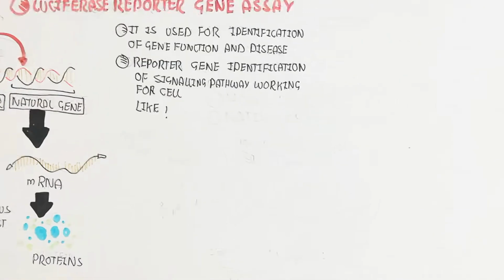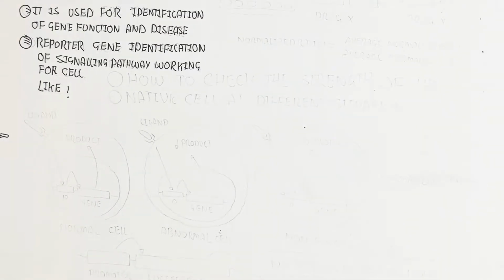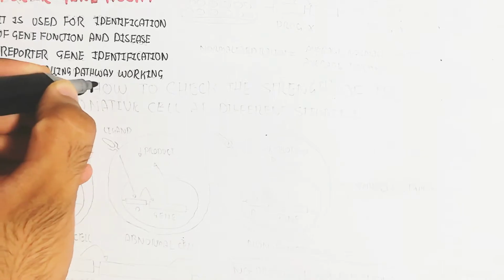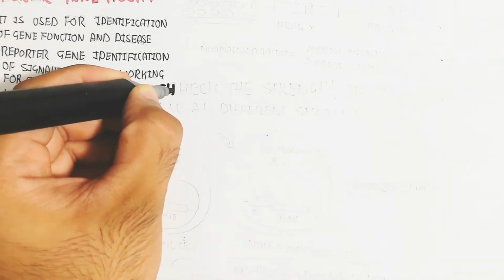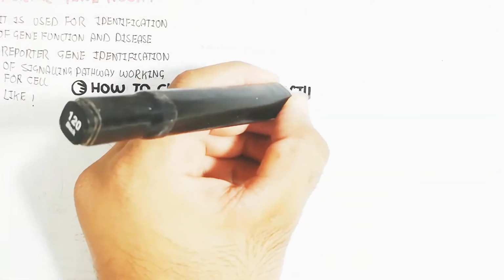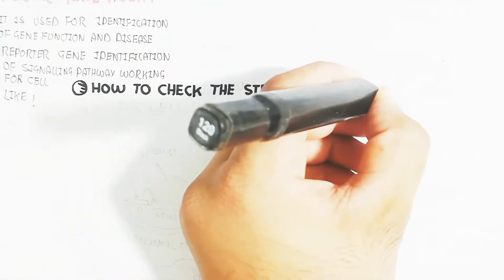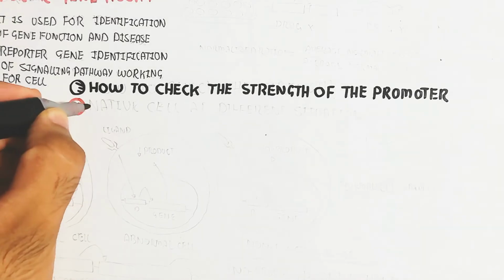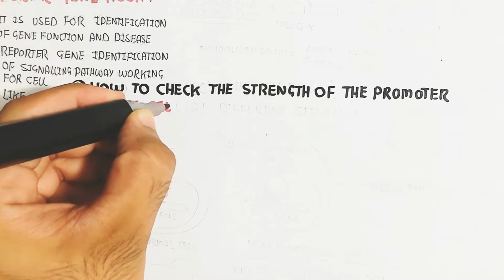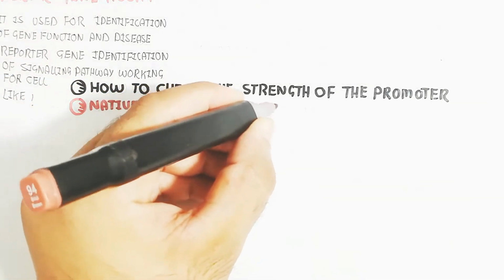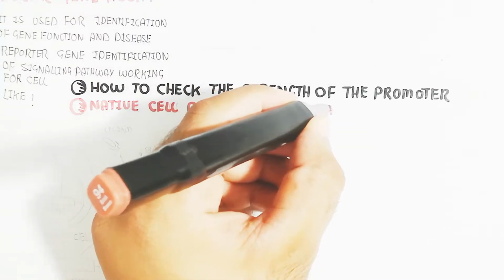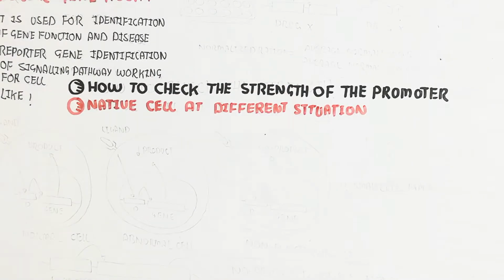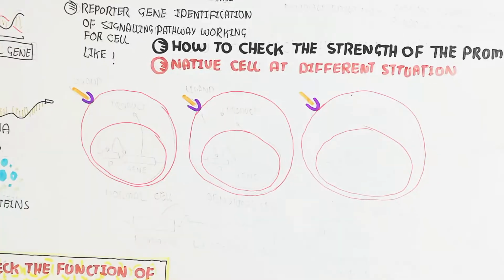Let's begin to understand how to check the strength of the promoter. We will learn from the native cell in different situations. The native cell means the cells present in our body, in the form of tissue, bones, brain cells or other types of cell, which function differently, and the signal required as a ligand will bind with the receptor. After binding with the receptor, it will change the physiology and the cellular pathway, so the function of the cell will be changed. So how is it possible?